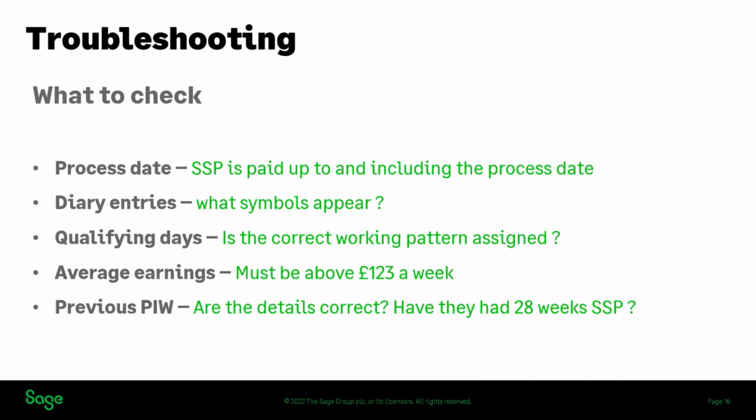And lastly, the previous PIW. So have they had a previous period of sickness? And did that already take up their entire 28 weeks that they are due? Because if they have had a next period of sickness within the 8 weeks, they are then no longer eligible for any further statutory sick pay. So if they had their full 28 weeks, they can't be off for at least another 9 weeks before they're eligible for any more statutory sick pay.